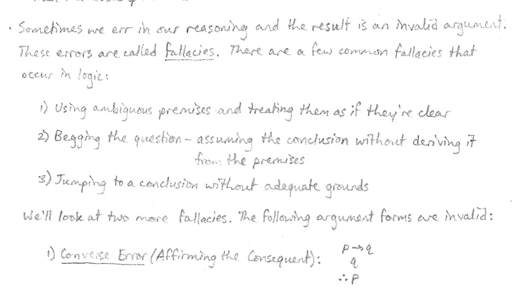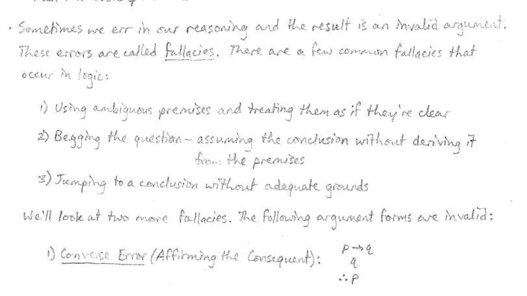Two, begging the question. You're assuming the conclusion without deriving it from the premises. This happens more often in the world of math. In some of your higher level math classes, if you take them, you'll be asked to show that if something is true, then something else has to be true. And people try to prove that using the conclusion of that problem that they were given.